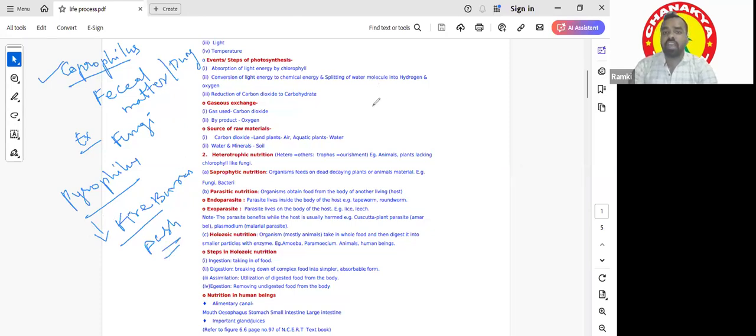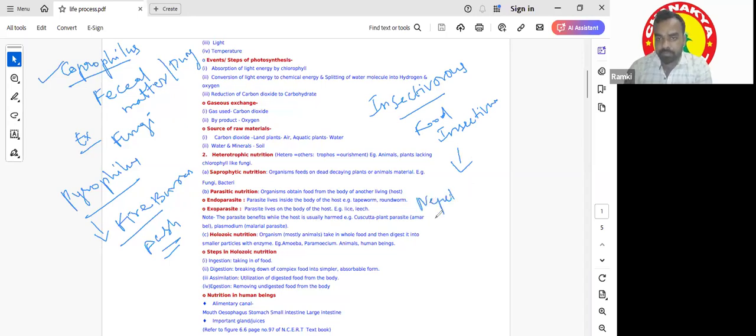Then we have insectivorous mode of nutrition. What is the insectivorous mode of nutrition? An organism which feeds on insects is called an insectivore. Some plants are also insectivorous. Examples: Nepenthes, Venus flytrap, then Utricularia are the examples of insectivorous mode of nutrition. Note it down here. Nepenthes, Venus, Utricularia.